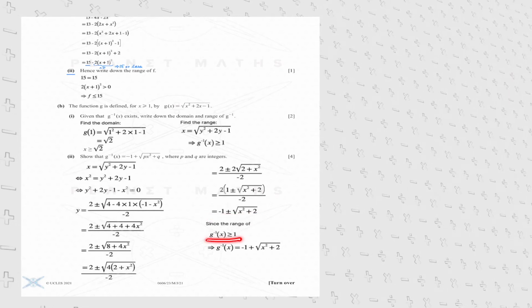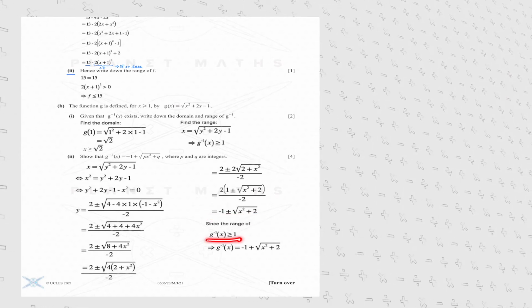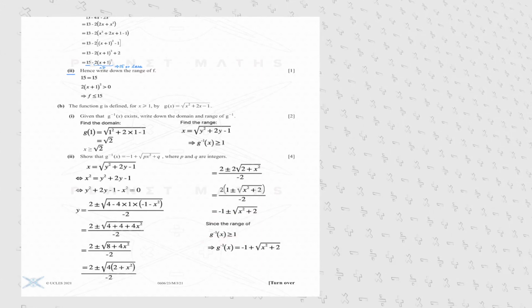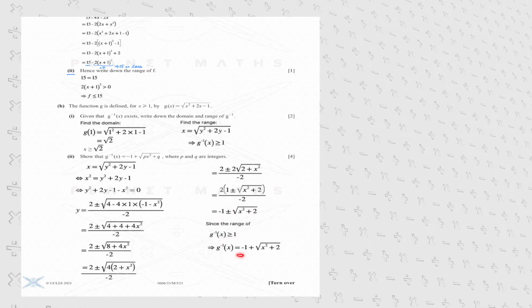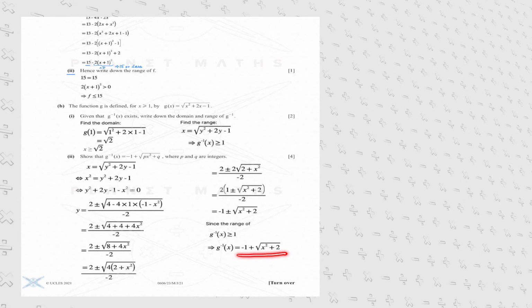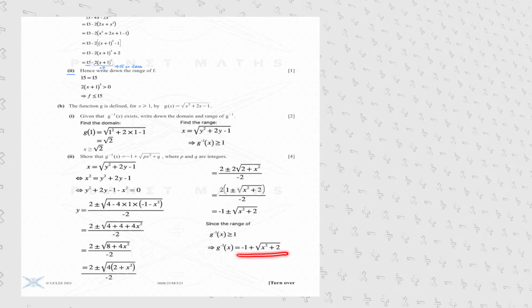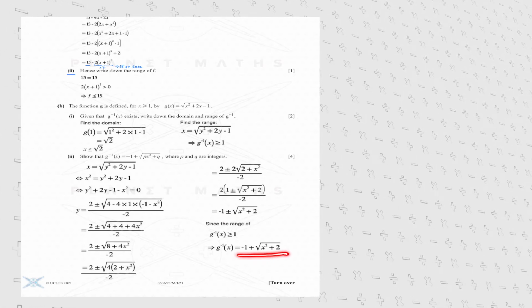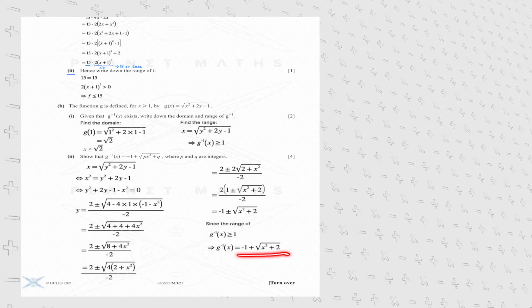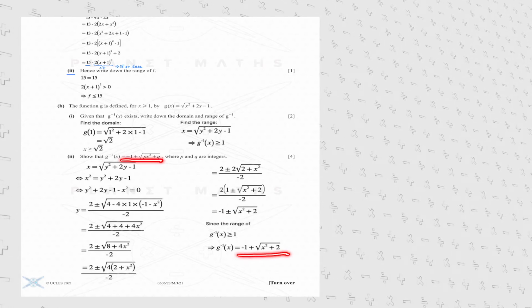Since the range of the inverse function of g is 1 or larger, we can discard one solution, leaving us with the inverse function being represented by the expression -1 plus the square root of x squared plus 2, which is in conjunction with the statement of the exercise.